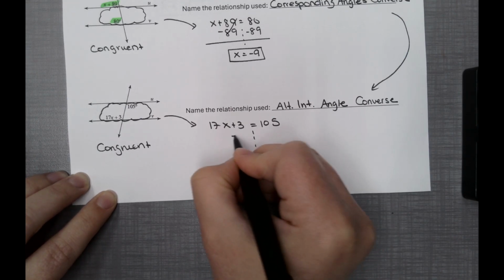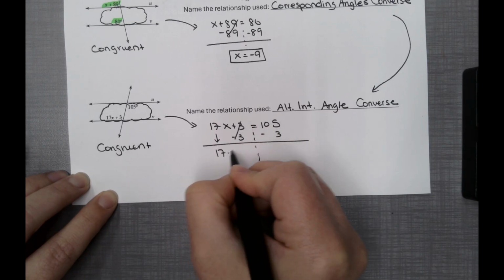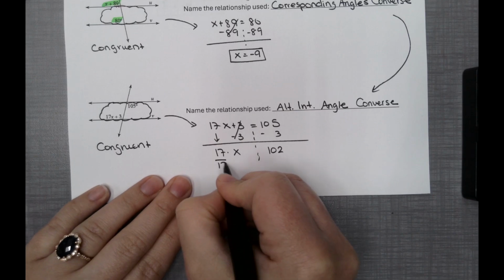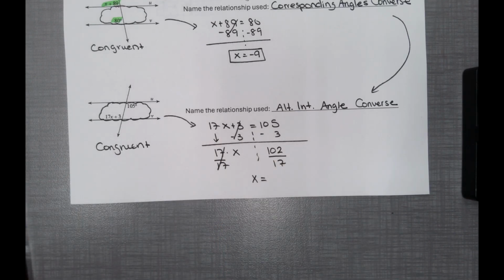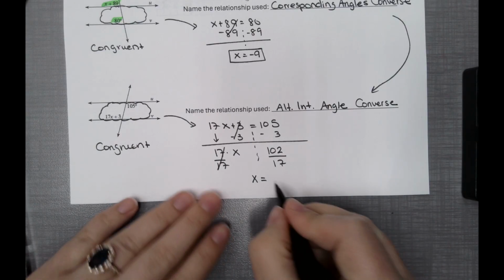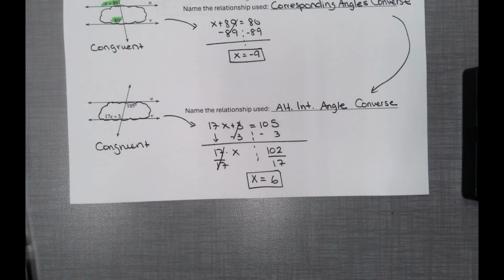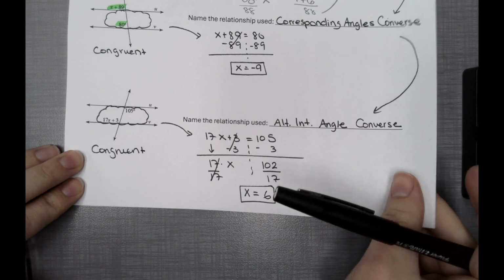Dotted line for balance, I will be subtracting 3, bringing down the 17 times x. 105 minus 3 is 102. Divide by 17, divide by 17. X is then equal to 102 divided by 17 is 6. Again, please make sure to understand when to write the word converse and when to write the word theorem. Okay, moving on next.